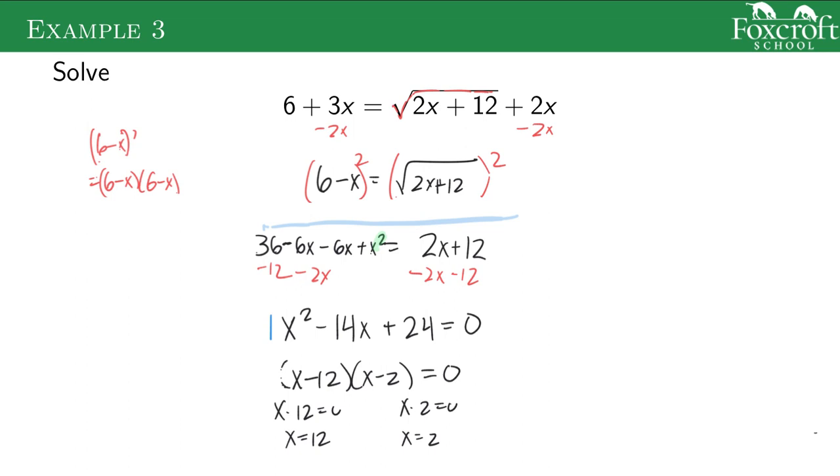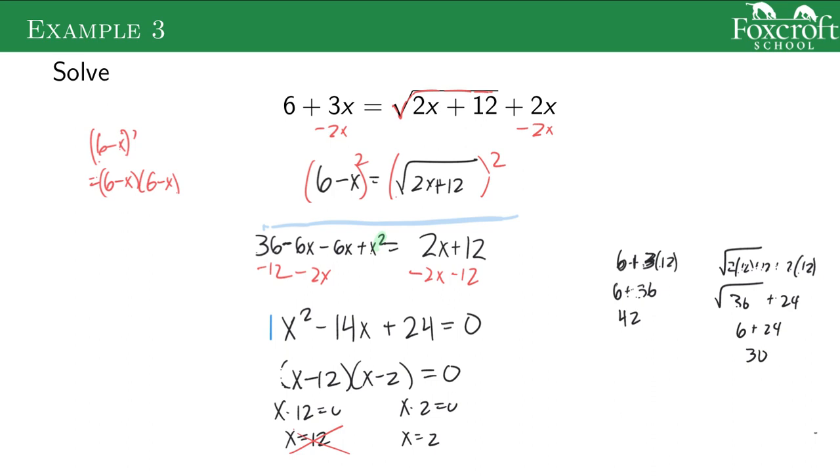And this is the one extra thing. Again, remember when you're solving a square root problem, I have to check these answers. So the first thing I do is check 12. So 6 plus 3 times 12 is 6 plus 36 is 42. That's the left-hand side. The right-hand side is going to be the square root of 2 times 12 plus 12, plus 2 times 12 is 36 plus 24, is 6 plus 24, is 30. So it doesn't look like 12 is actually going to work.